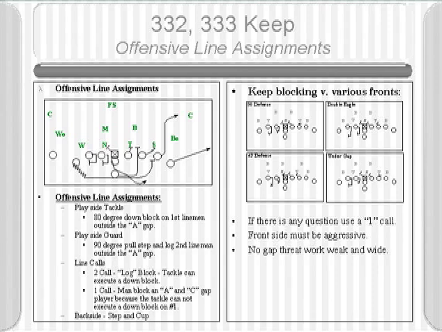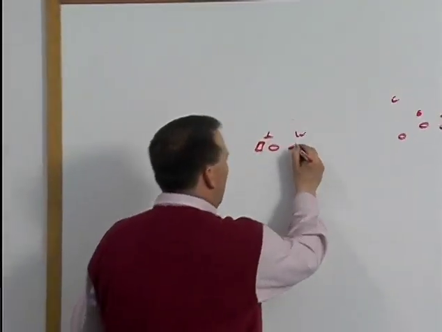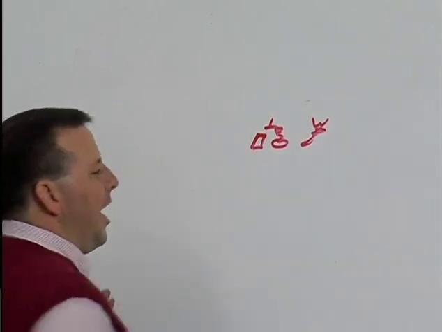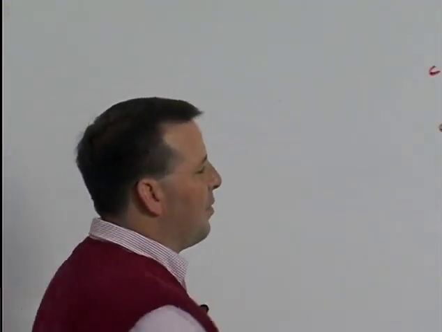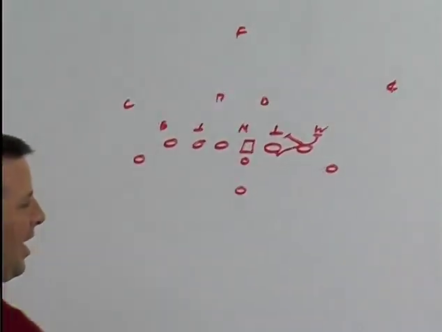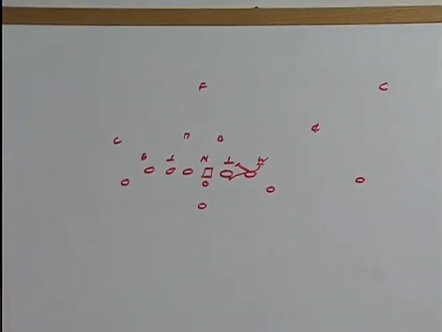In the keep pass, we will utilize the same one and two call that we do in the waggle. If the offensive tackle can't get to the defensive tackle, he makes a one call, and we aggressively block man at the point of attack. We prefer the two call, and we'd like to execute it this way whenever we can.